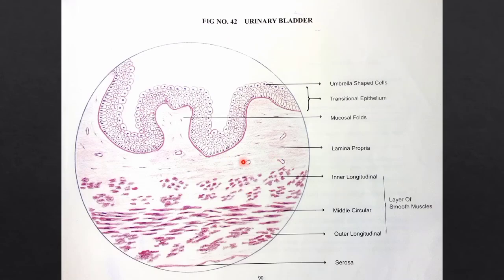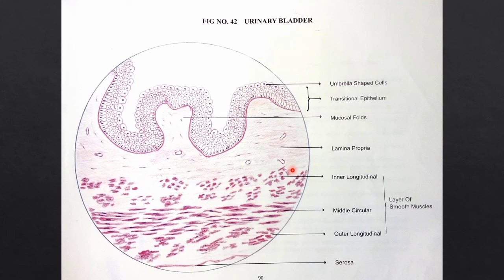Next one is the urinary bladder. In the urinary bladder we can identify the same epithelium. So many folds we can identify. These are mucosal folds, and they are lined by the transitional epithelium or urothelium. The umbrella-shaped cells are some uninuclear and some binuclear. Then we can identify the smooth muscle layer: inner longitudinal, middle circular, and outer longitudinal smooth muscle layers are seen in the urinary bladder.